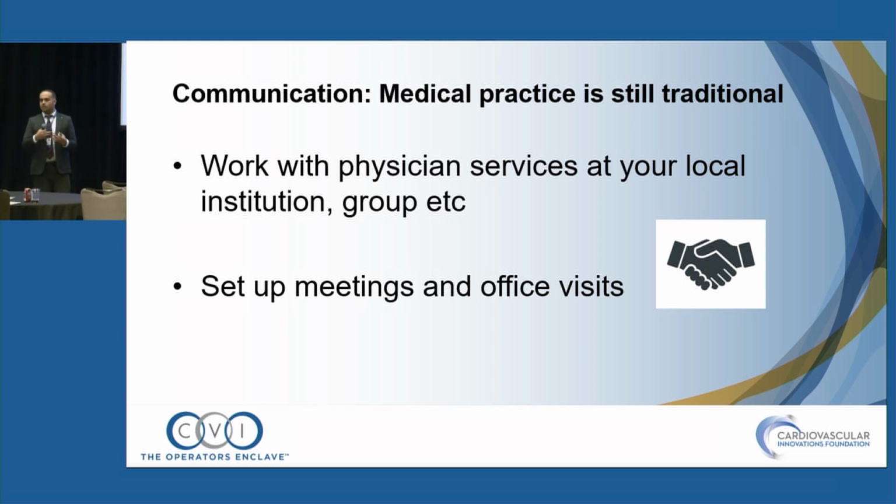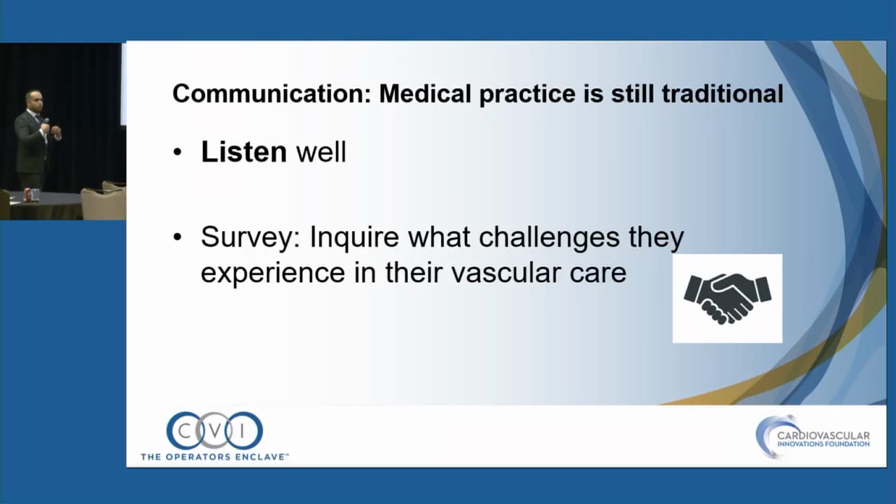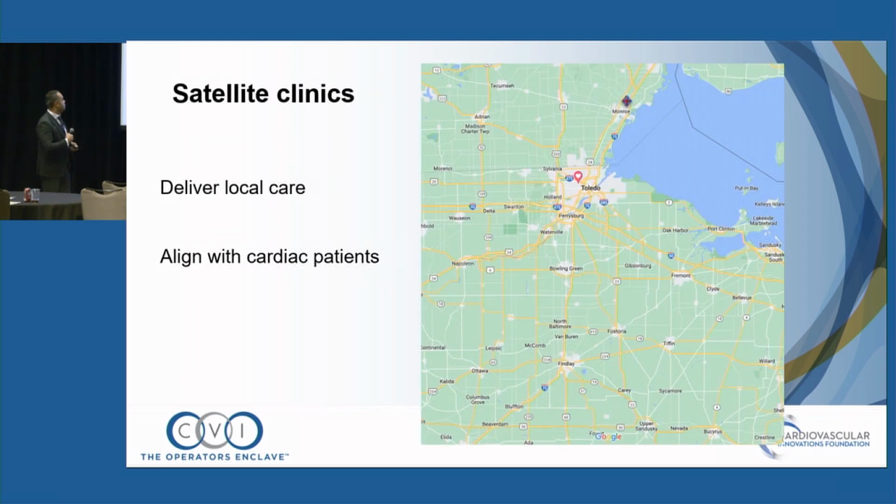Now, the medical practice is still traditional. It really relies on the handshake. Work with the physician services at your local institution, the groups, set up meetings and office visits, really have a landscape. I have a map of offices that I visited or plan to visit, and that will funnel patients to your practice. When you're doing these visits or meetings, listen well, survey, inquire without criticizing your competitors, but inquire what challenges they experience in their vascular care to the referring physicians. And they will tell you what they want. They're not shy about verbalizing what they want to have from you.